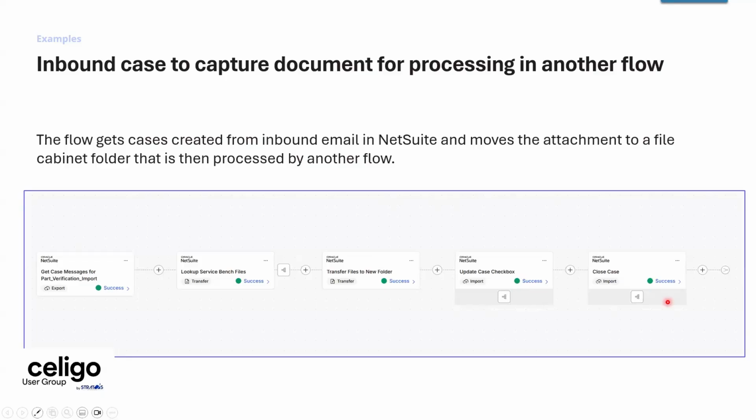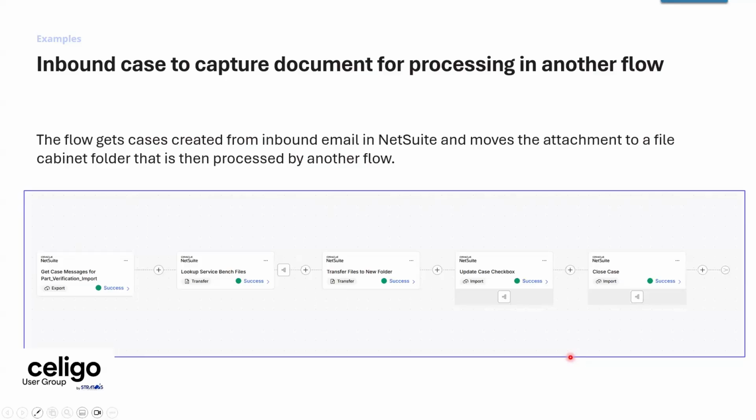They have vendors that send them files for all of their different inventory products, and those files contain price updates, back order dates, and discontinued item status, that type of thing. So they have about 10 different vendors sending them these files. Their customer service team gets that email and forwards it to this inbound case capture email in NetSuite.